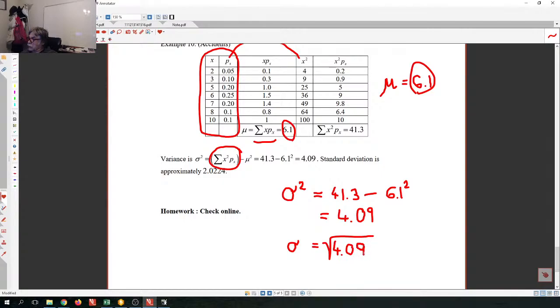Variance 4.09, radical. Well, of course, you're going to have an approximation because there's going to be lots of decimals, and my approximation is 2.0224. You can say 2, okay? So you can say to your boss, hey, you're going to have approximately 6.1 car accidents, give or take 2, right? Which means that there is a standard deviation that they can go 2 above and 2 below.